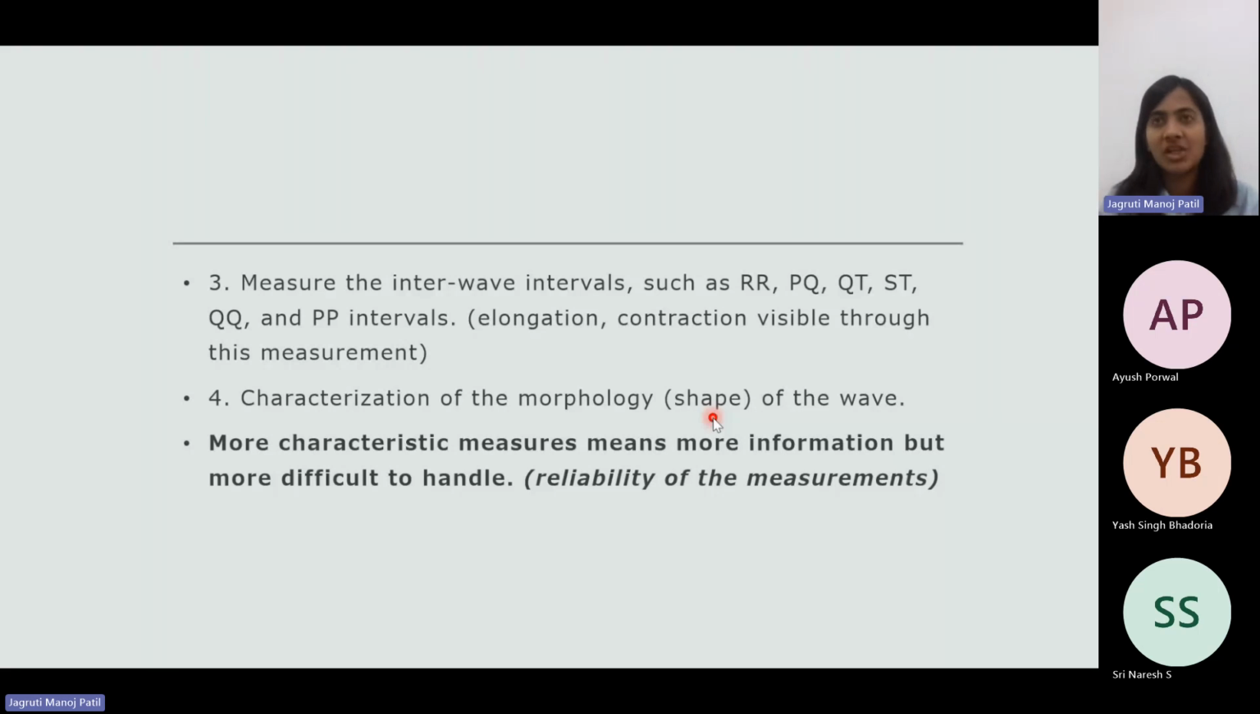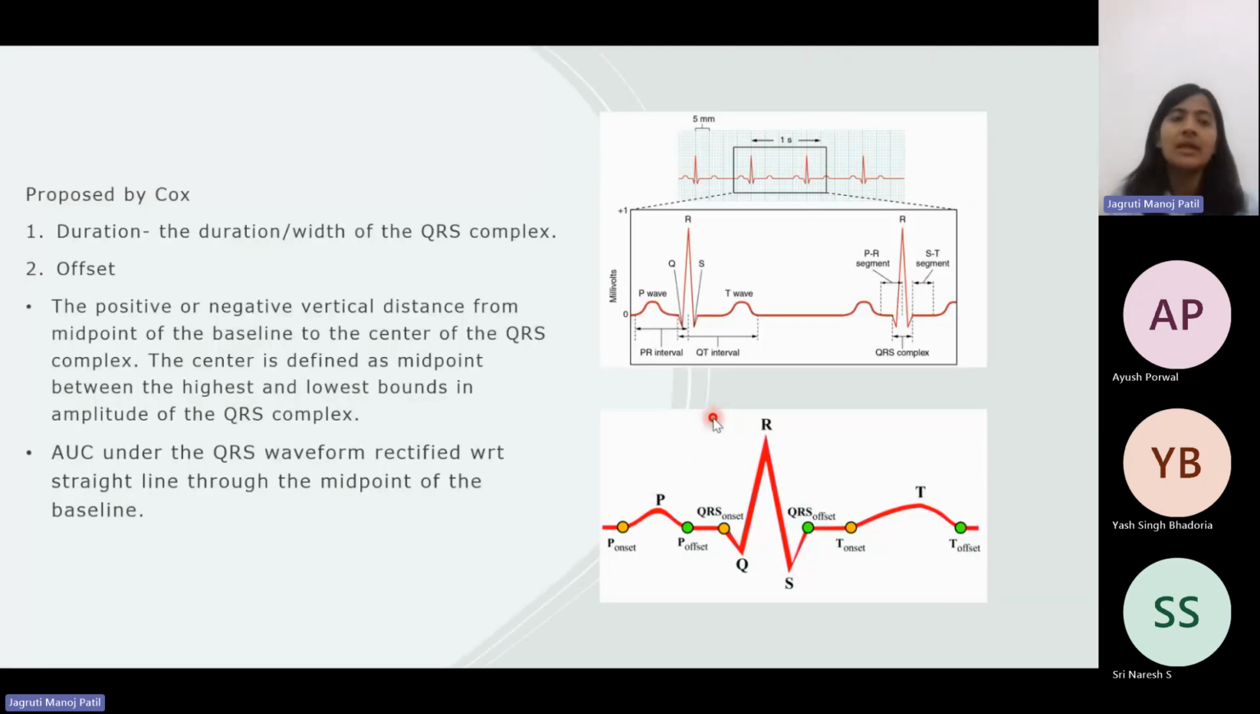What is it actually telling you about the signal? So you actually need to know the underlying properties, the inherent information for the same. So then people came around and went through other different kinds of techniques. One such technique is proposed by Cox: the duration as well as the width of the QRS complex. Here we can see the height of it, the width of the waveform, and how it's varying from one segment to another.